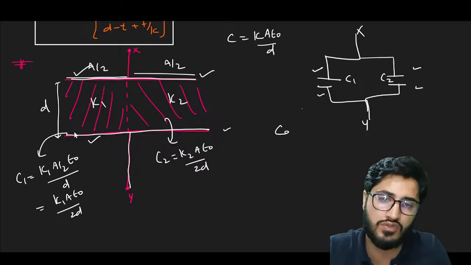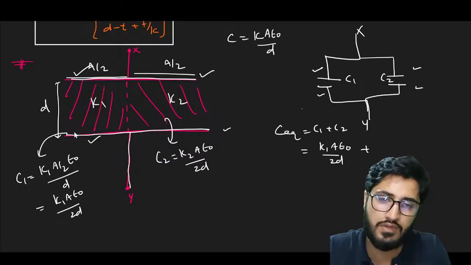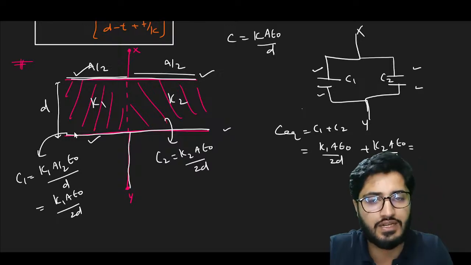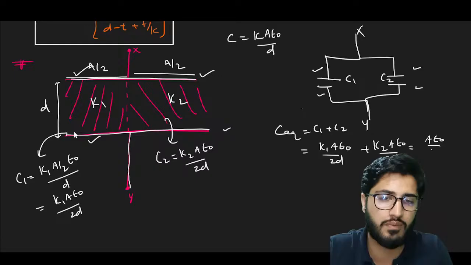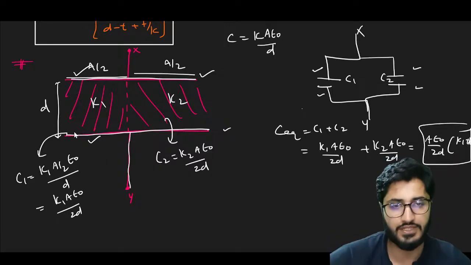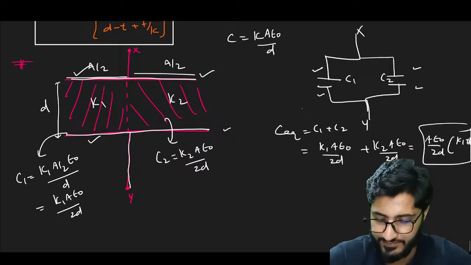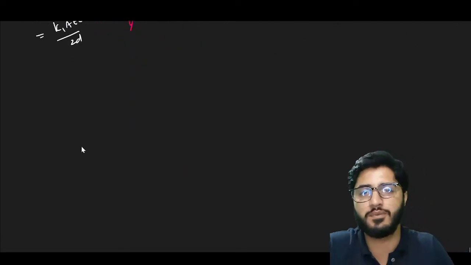Both are in parallel, so C equivalent will be equal to C1 plus C2. What is C1? It is K1 A epsilon naught divided by 2D plus K2 A epsilon naught divided by 2D. So I will take A epsilon naught by 2D common. It will be K1 plus K2. Done? Easy, right?